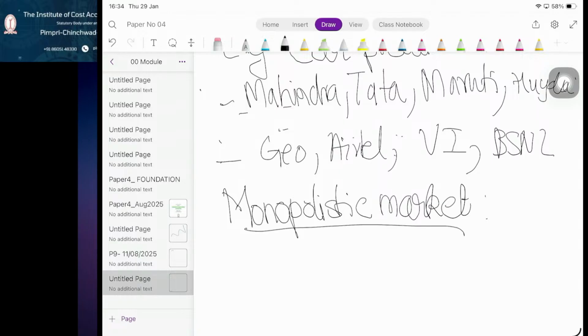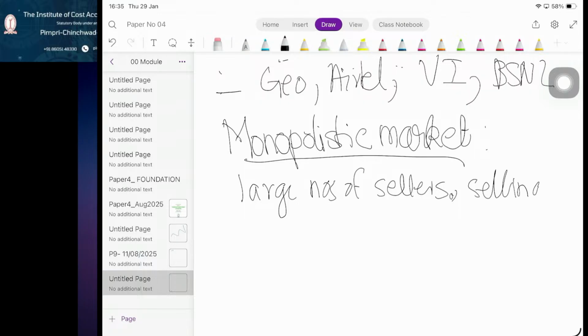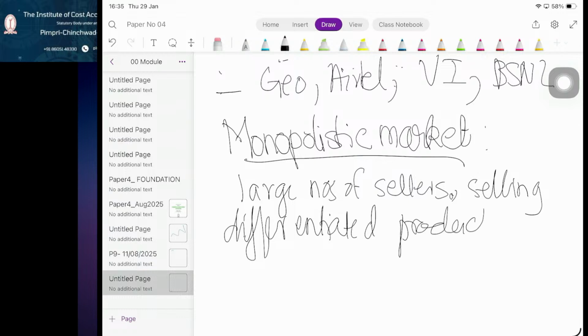Monopolistic market has a large number of sellers selling differentiated products. Large number of sellers selling differentiated products.